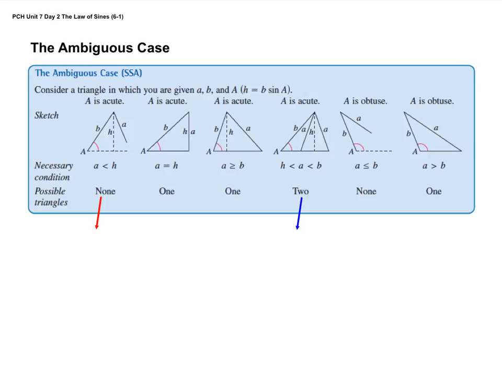I want to look through this little chart. This is in the textbook. I thought it was kind of helpful here, because it lays out different possibilities. Now, this isn't something that you have to memorize, but I do want to walk through a couple of these and highlight two of them in particular. First of all, the ambiguous case is the case where you're given two sides and an angle.